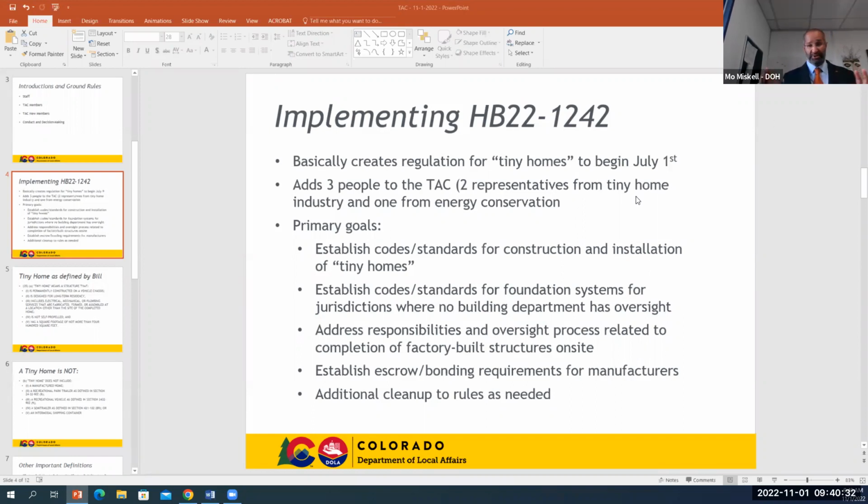So the alternative construction process is another really big piece that we've got to get sorted out, especially as we add tiny homes with the potential for them to be completed on site. I'm guessing since they're smaller, that's not going to be as big of an issue as factory built residential and non-residential structures that we have been regulating for decades now in Colorado.